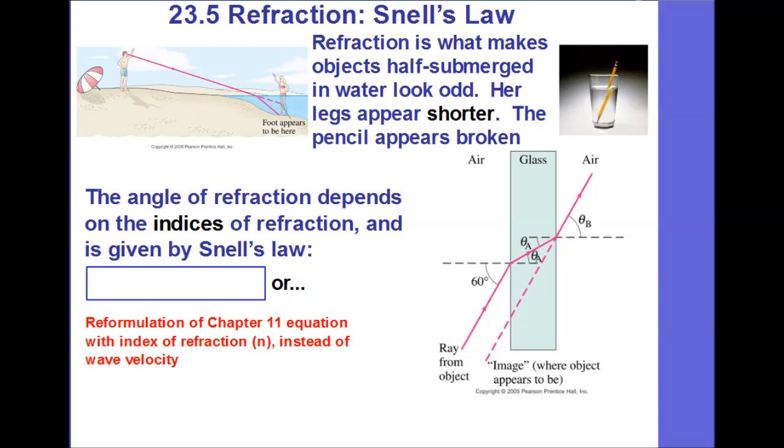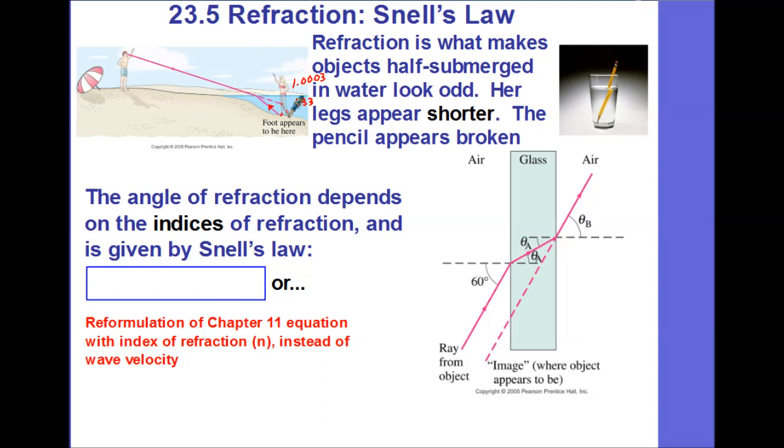If we come over here to the picture of the beach, we have some light that is coming off of that woman's foot. That light is traveling this way. It goes from water to air. Now, if you remember the indices of refraction here, water is about 1.33, air is about 1.003. So light's going to actually speed up as it goes out of water into air. So that means it bends away from the normal. Now, we believe light travels in a straight line, so even though her foot is down here, the person on the beach would see her foot higher up. Makes her legs look a little shorter.